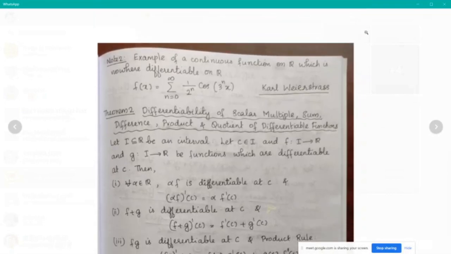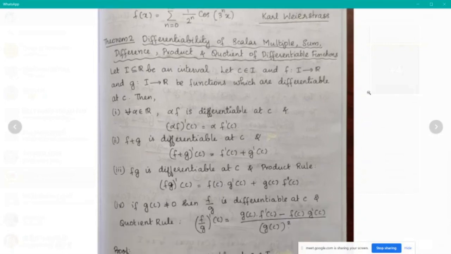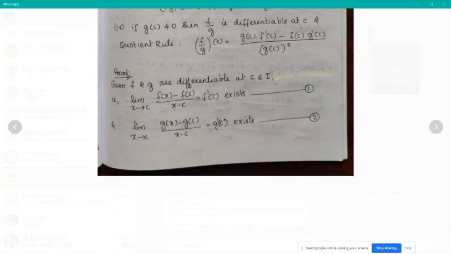ഇങ്ങനെ പറഞ്ഞിട്ടുള്ളത് f and g are differentiable at the point c എന്നാണ് പറഞ്ഞിട്ടുള്ളത്. Which means limit x tends to c f of x minus f of c by x minus c exists and it is equal to f dash c. g is differentiable at c means limit x tends to c g of x minus g of c divided by x minus c exists and it is equal to g dash c. So name these conditions as condition number 1 and 2. These are the given statements.